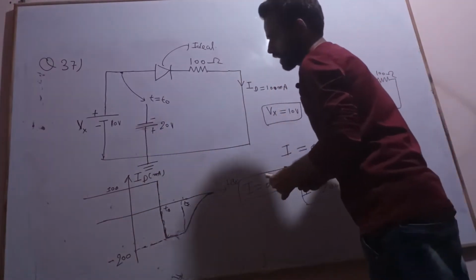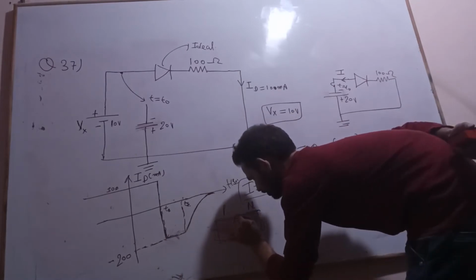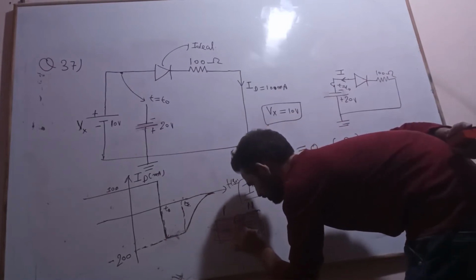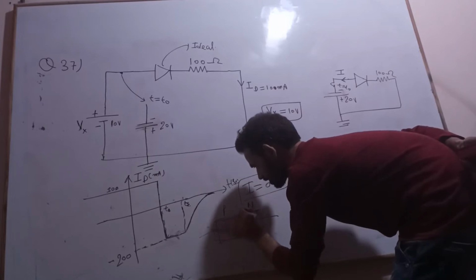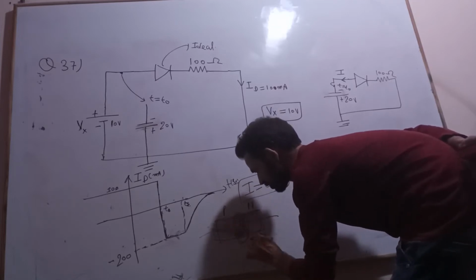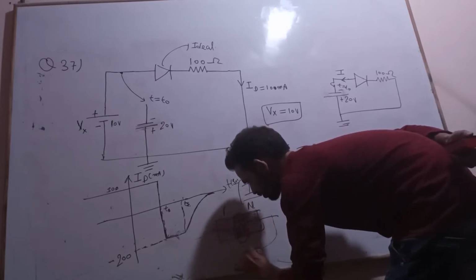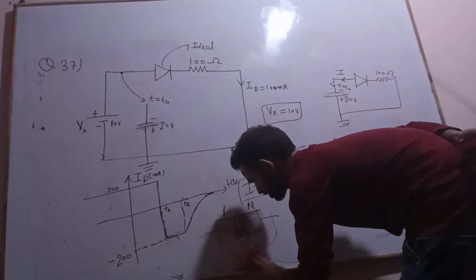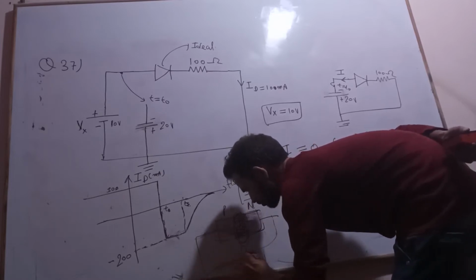Why? Because if you see, this is my acceptor ion, and these are positively charged. These are minority charge carrier storage within this depletion region, when this PN junction diode becomes reverse biased. Initially it is in forward bias.